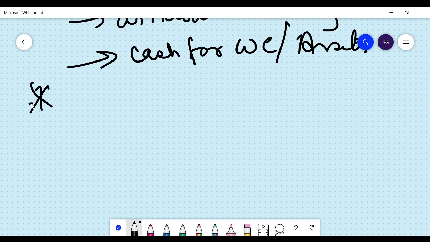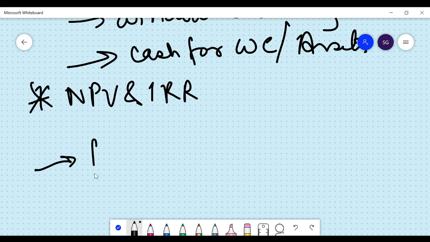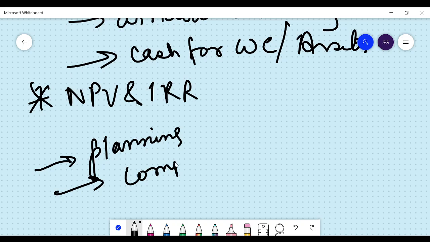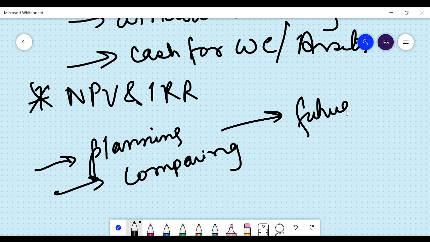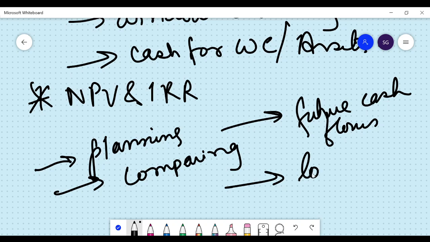Next that we have is NPV and IRR. It is used for planning future projects. It is used for comparing actual results to planned. It focuses on future cash flows and risk, and it encourages longer term perspective.